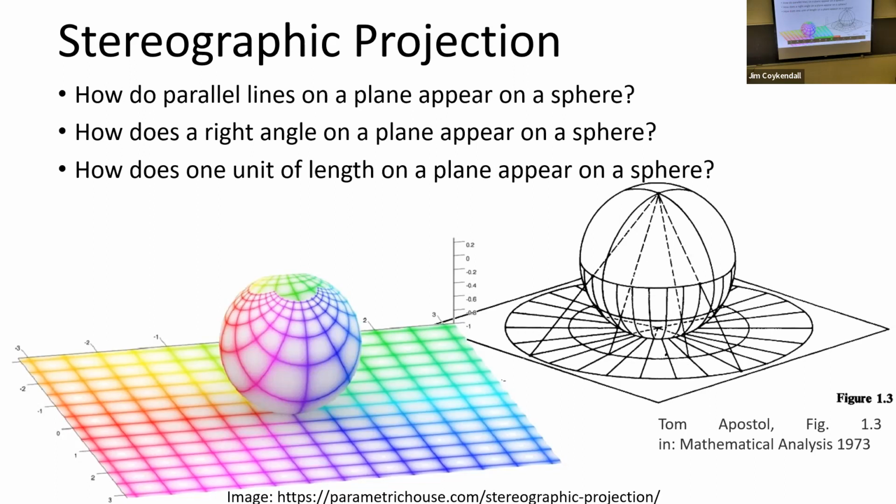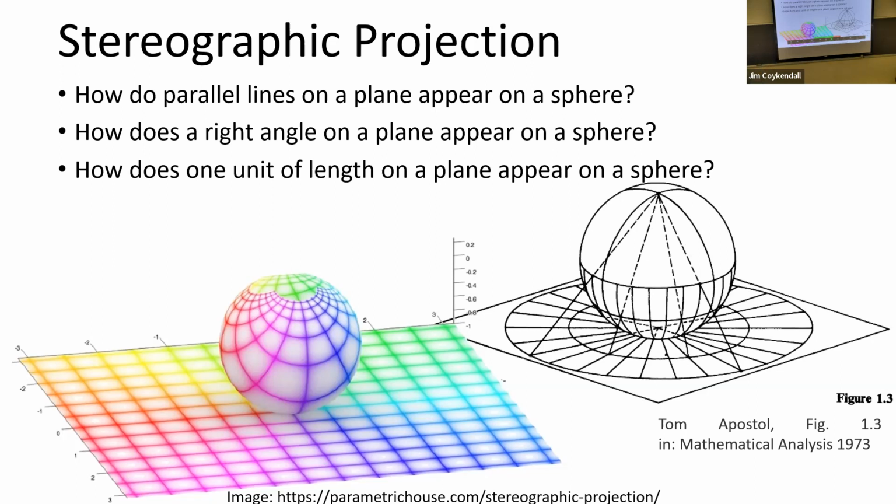Also, you can check how one unit length on the plane will appear on the sphere. So here, this is one unit, this is another unit, and when it appears on the sphere, it will have a different length. When it goes further away, it will become smaller. Otherwise, when you project it, we won't get it done.